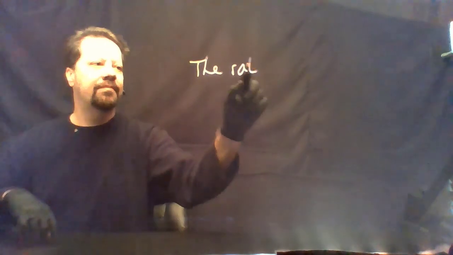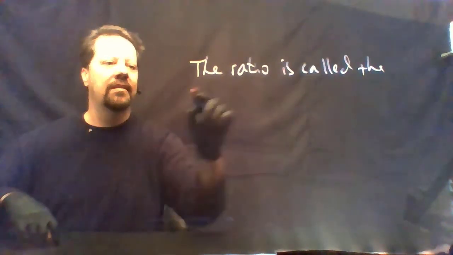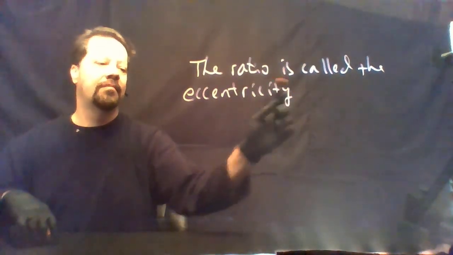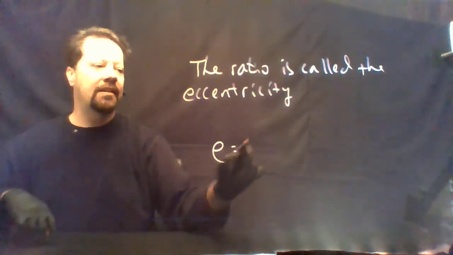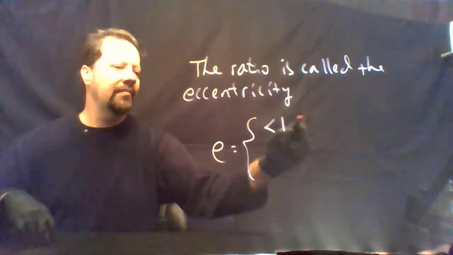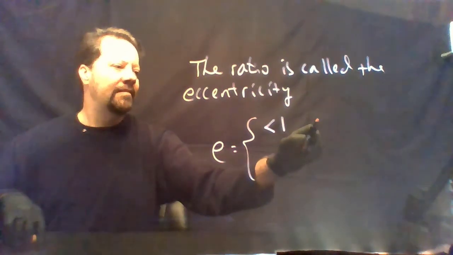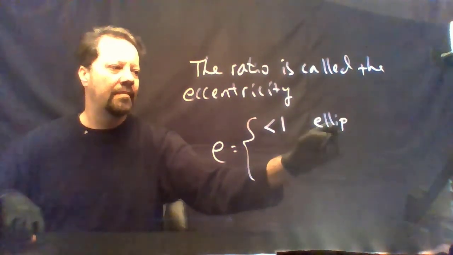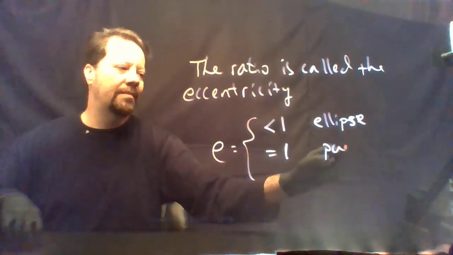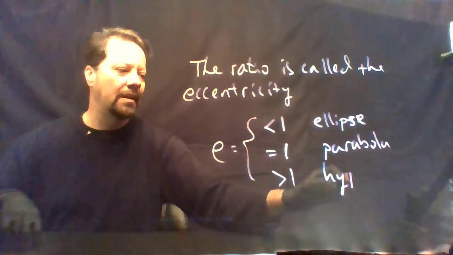The ratio is called the eccentricity, and if e is less than 1 but bigger than 0, it has to be 0 or bigger, then it's an ellipse. If it's equal to 1, you have a parabola. And if it's greater than 1, you have a hyperbola.